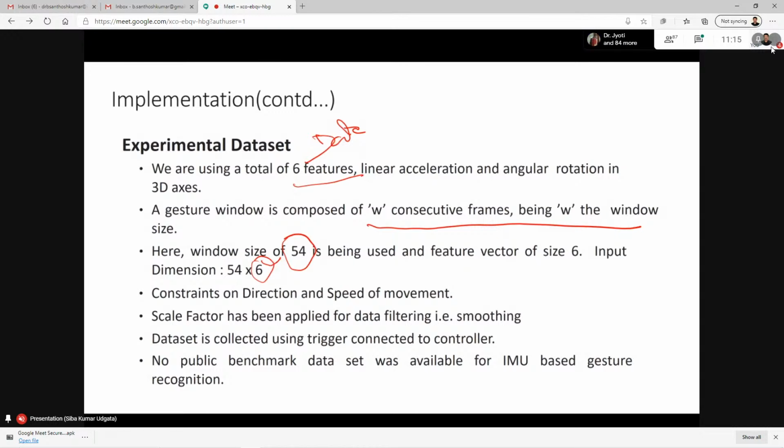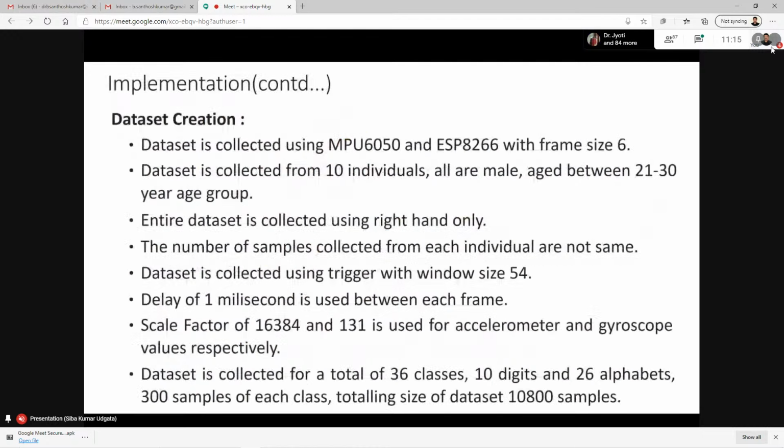Okay. Now, how do I create the data set? The data set is collected using these two. This is the controller. I asked 10 of my students, 10 individuals, all male students between 21 and 30 years of age. They use this device to do the gestures, and the gestures are done using only the right hand. We have not considered the left hand yet.